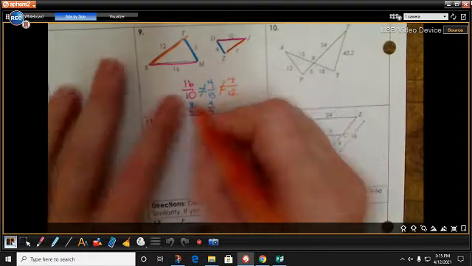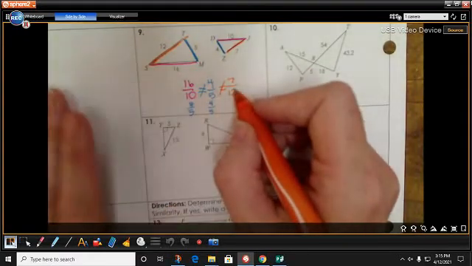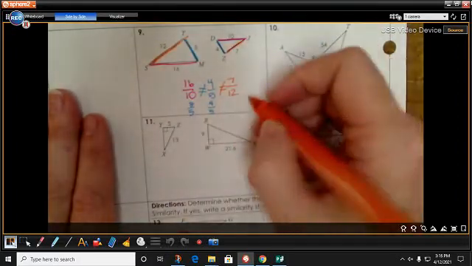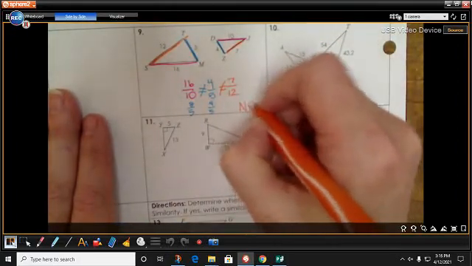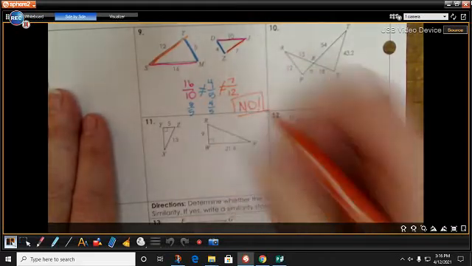So since none of these ratios are equal, I do not have side, side, side similarity. So these are not similar triangles.